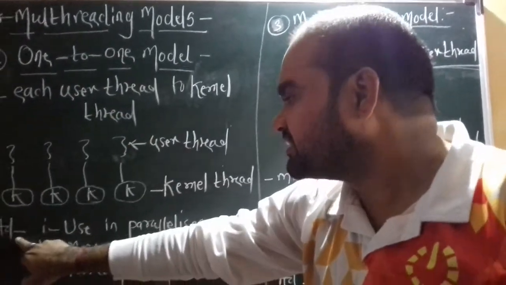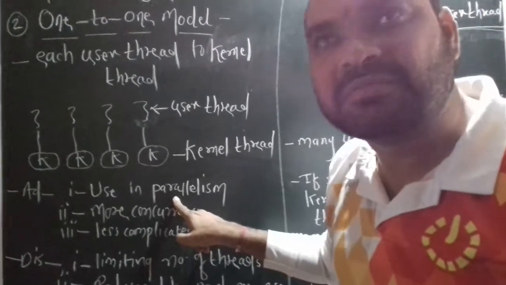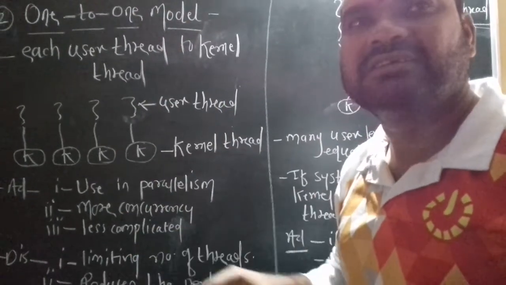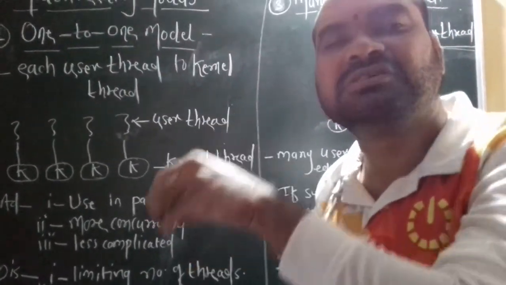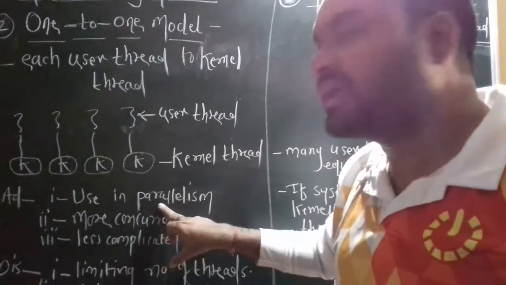Now, the advantages. The first is parallelism. Parallelism means these models are successfully used in multiprocessor systems or networking systems. So that's why this is parallelism.